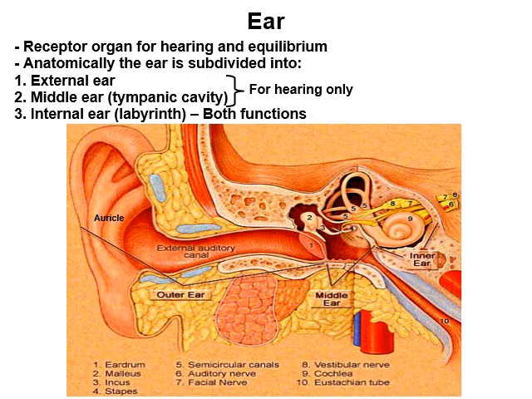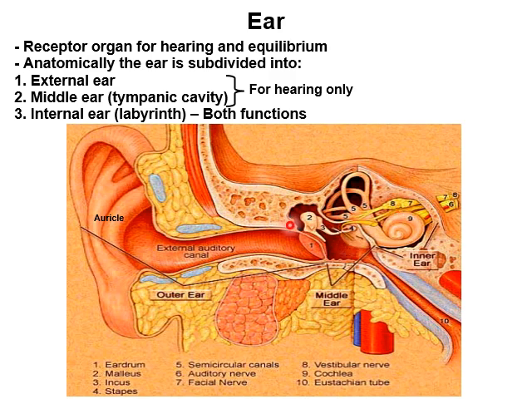The ear as a whole is a receptor organ for hearing and equilibrium. So this whole ear is functioning for two things: hearing of sounds and equilibrium or balance in space. Anatomically, the ear is divided into three parts: the external or outer ear, the middle ear, and the inner ear.